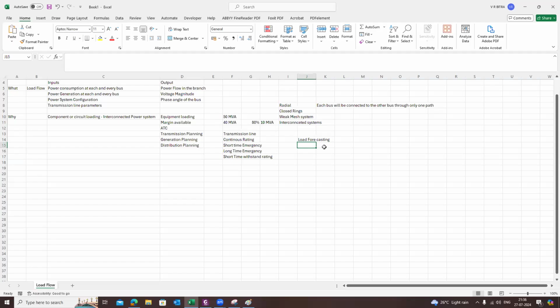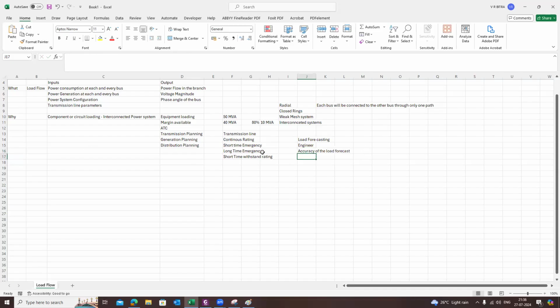And the success or the accuracy of your results on the generation planning, transmission planning, and the distribution planning depends upon two things. One is the brain of the engineer who is performing the power system study, which is the load flow. And the second one is the accuracy of the load forecast.